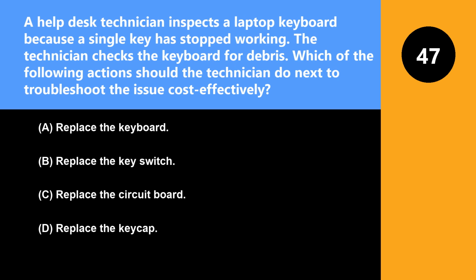Question 47. A help desk technician inspects a laptop keyboard because a single key has stopped working. The technician checks the keyboard for debris. Which of the following actions should the technician do next to troubleshoot the issue cost-effectively? Option A, replace the keyboard. Option B, replace the key switch. Option C, replace the circuit board. Option D, replace the keycap.